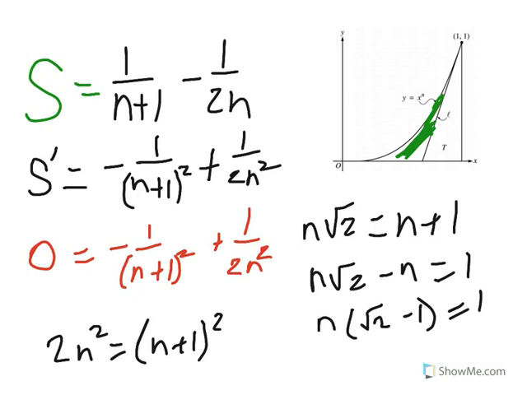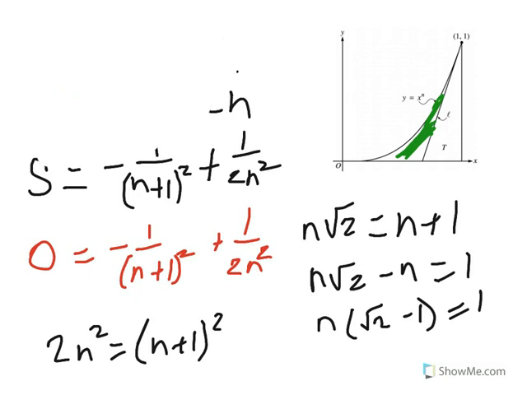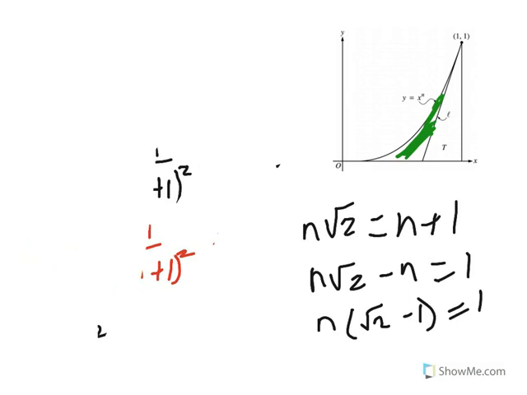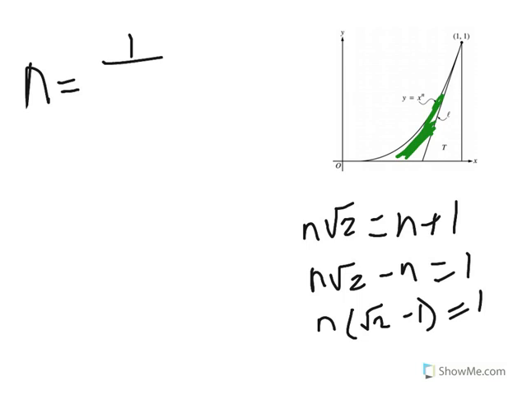I've got to erase some stuff over here. This screen is not big enough for what I like to do, I guess. And then I'm going to divide by the square root of 2 minus 1, which gives me n equals 1 divided by the square root of 2 minus 1.